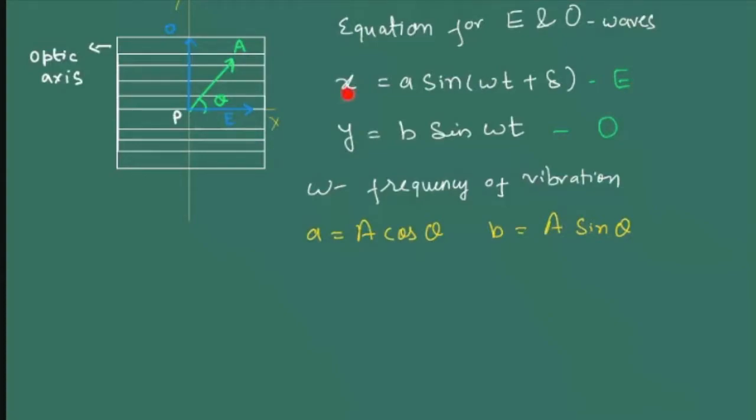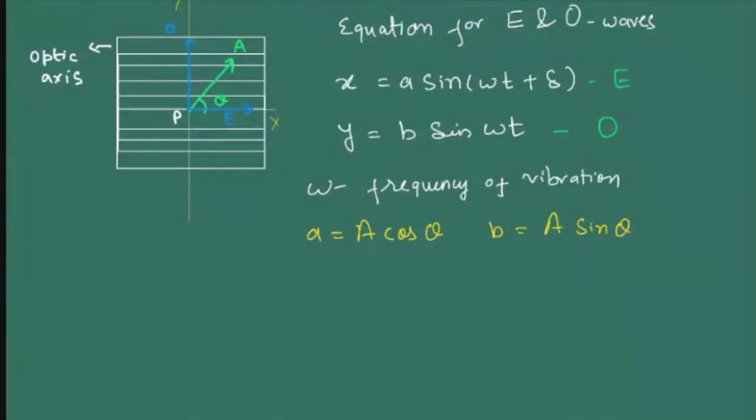Extraordinary, which is going to come such that its vibration will be along the x-axis and your amplitude is given by capital A cos theta, where this theta is the angle made by the incident wave with respect to the optic axis. So my sinusoidal disturbance can be given by sine of omega t plus delta. So this is extraordinary. This is a positive crystal, so O is greater than E.